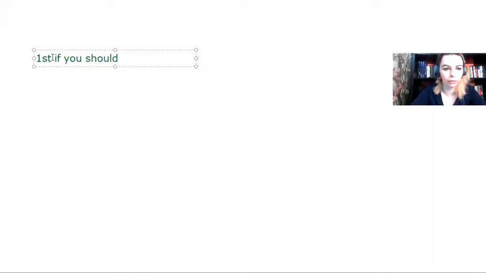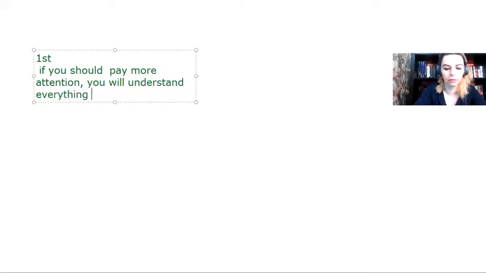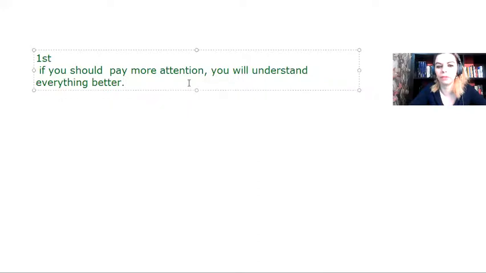Give me 1 minute because I mixed it. So if you should pay more attention, you will understand everything better. Now, how can I turn this sentence into inversion to give emphasis?